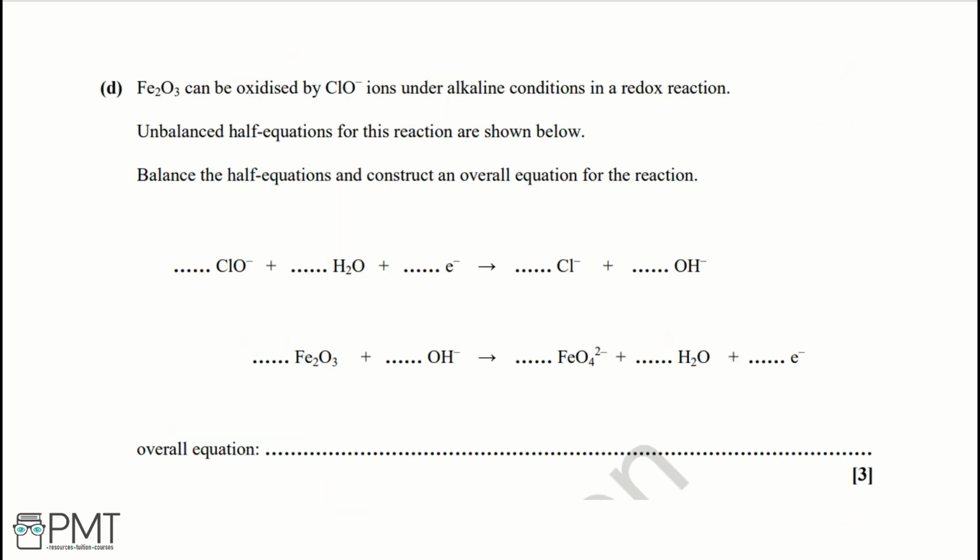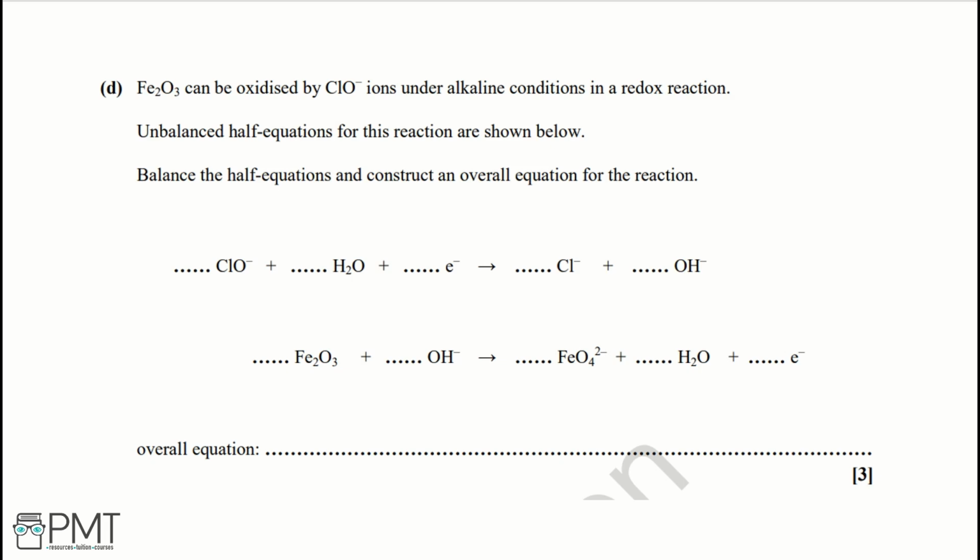Part D. Fe2O3 can be oxidized by ClO- ions under alkaline conditions in a redox reaction. Unbalanced half equations for this reaction are shown below. Balance the half equations and construct an overall equation for the reaction.